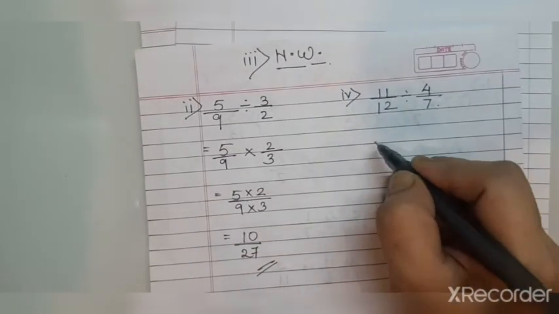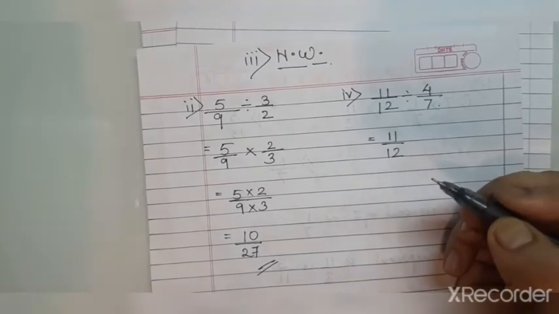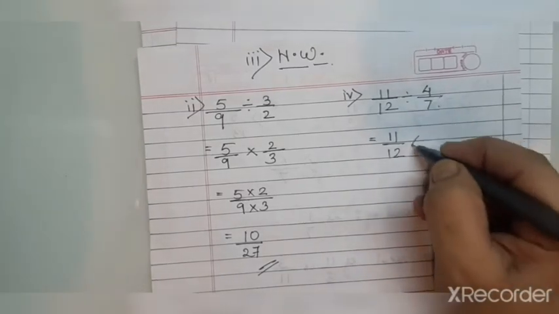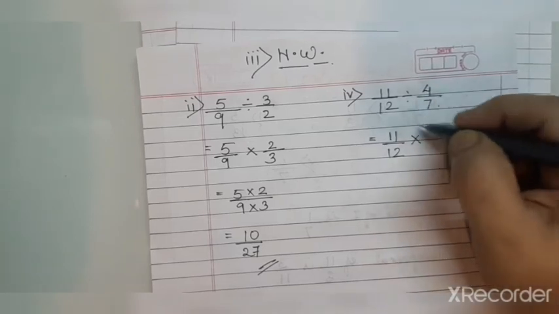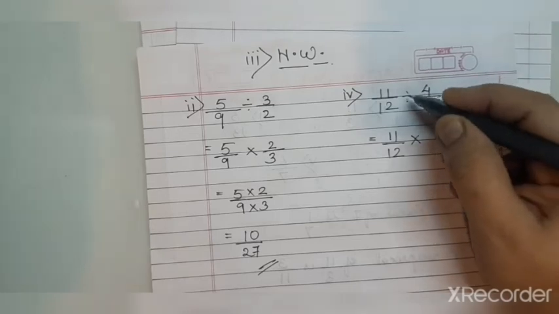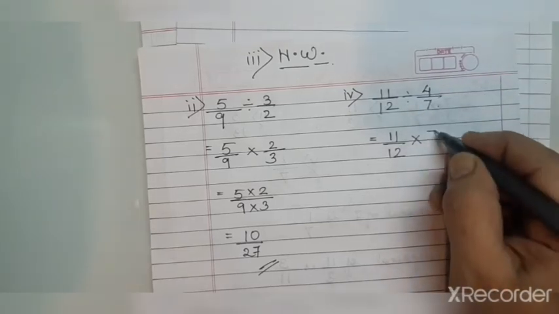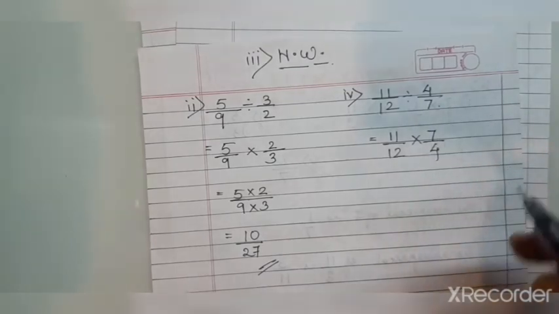So we proceed to the fourth sum. Again 11 upon 12. The first fraction has to be written as it is. Division becomes multiplication. And we have to write the reciprocal of the second one, the reciprocal of the fraction which is after this division. That is 7 upon 4. 4 upon 7, the reciprocal is 7 upon 4.